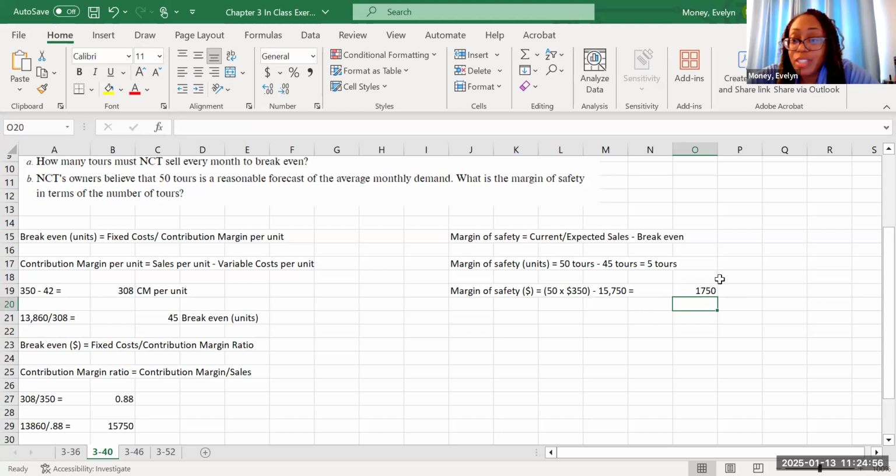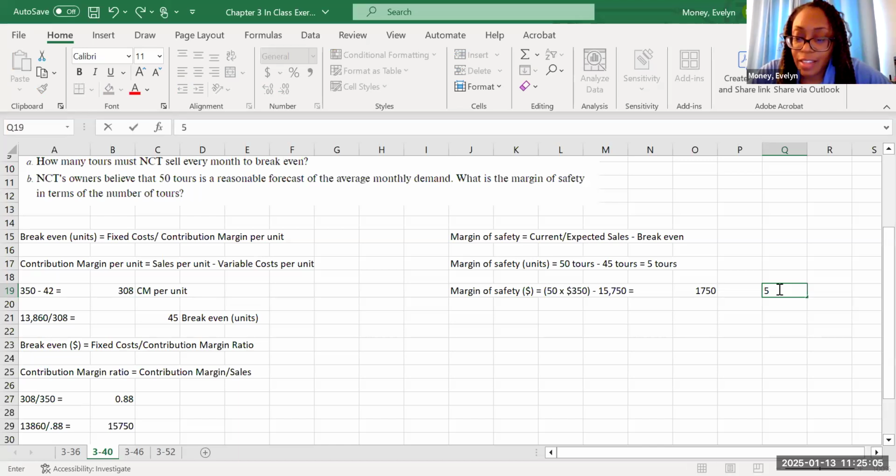Now, I can always do the check again because I can simply take the margin of safety in units and multiply it by the sales price. So if I do 5 times 350, I still get 1,750. Just make sure you're comparing apples with apples and oranges with oranges. We certainly would not want to do 50 tours minus 15,750. You're going to get a negative number, and you should not get a negative number for margin of safety.